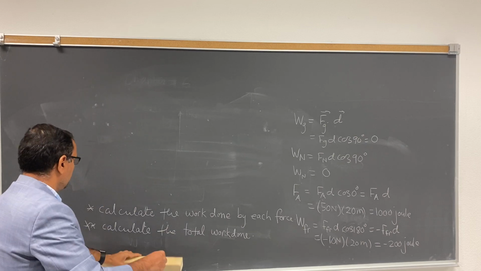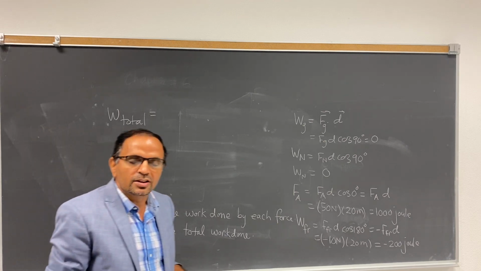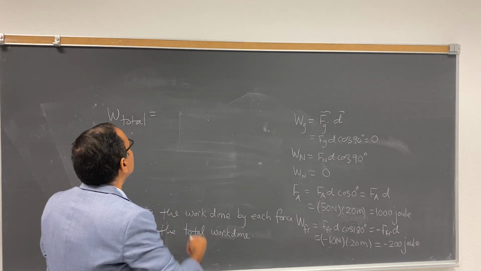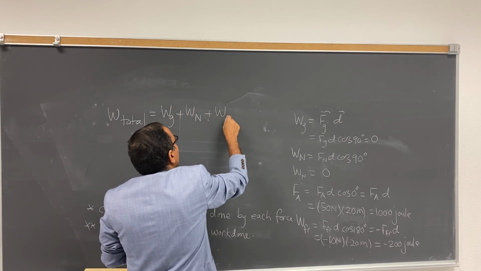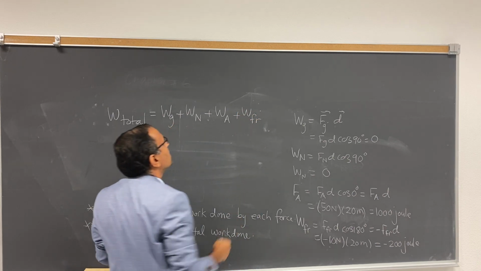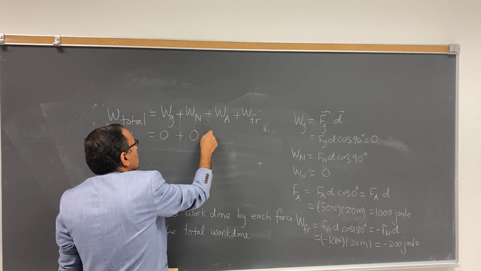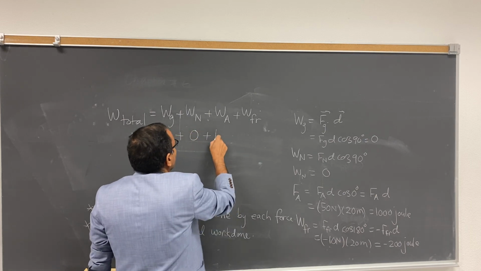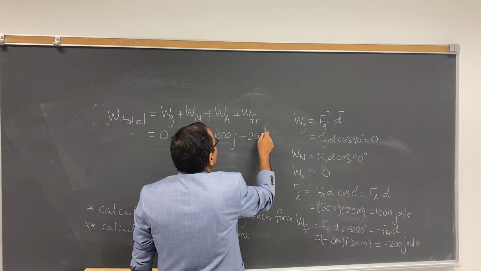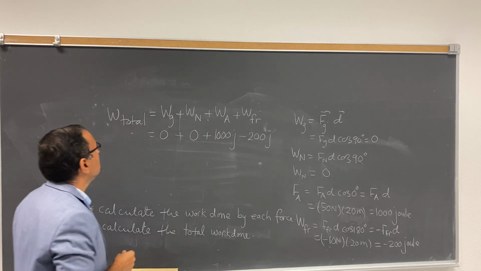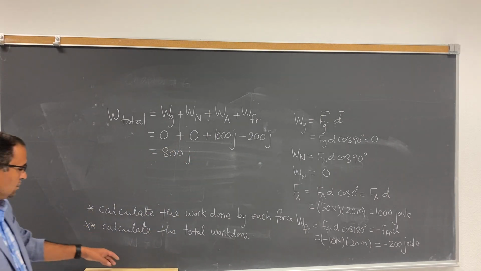The total work done, W total. I told you work done is a scalar quantity. So simply you add them: work done by gravity plus work done by normal force plus work done by applied force plus work done by friction force. Because work done is a scalar quantity, simply add them. This is 0, this is also 0, work done by the applied force is 1000 joule, and work done by friction is negative 200 joule. So this is 800 joule. That's it. This is the net work done.